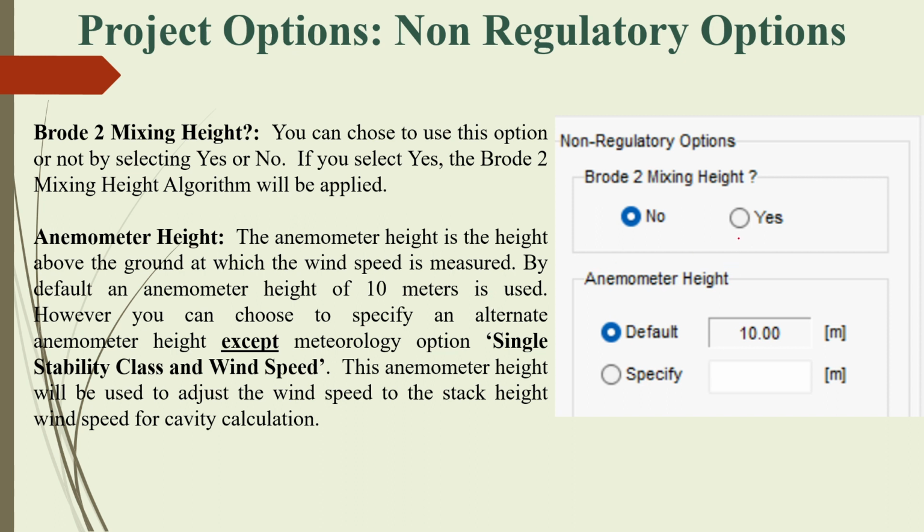So if yes is selected, then the building downwash mixing height algorithm will be applied. We will discuss it later. And second is anemometer height. Anemometer height is the height above the ground at which the wind speed is measured. The default value is 10. However, you can choose to specify an alternate height here, but this option is not applicable for the third option of meteorology, that is single stability class and speed.